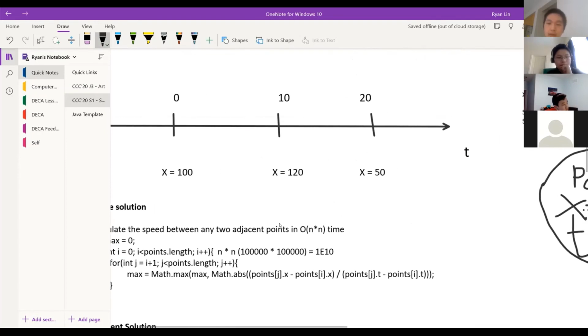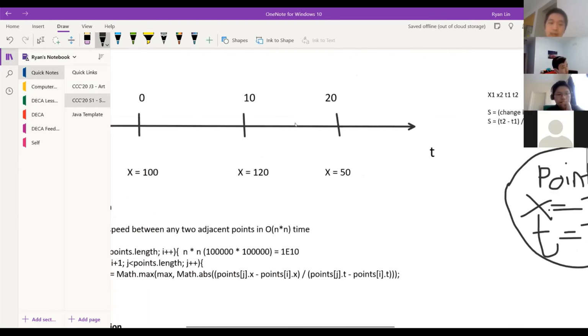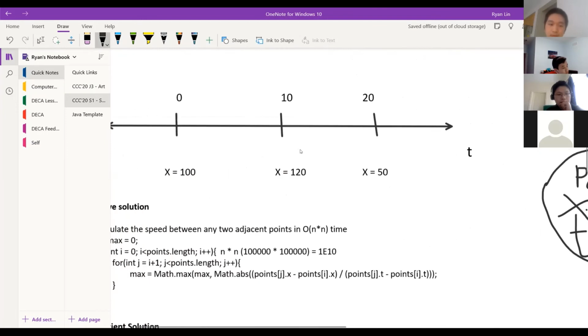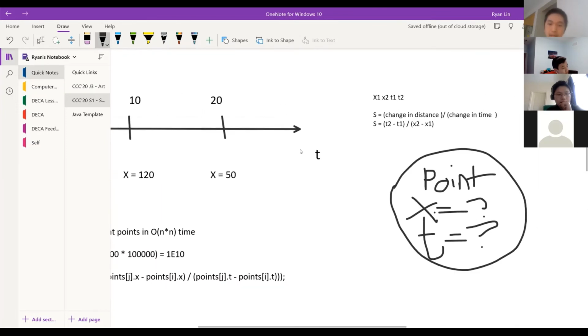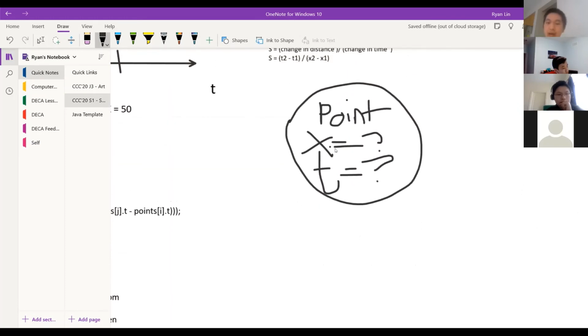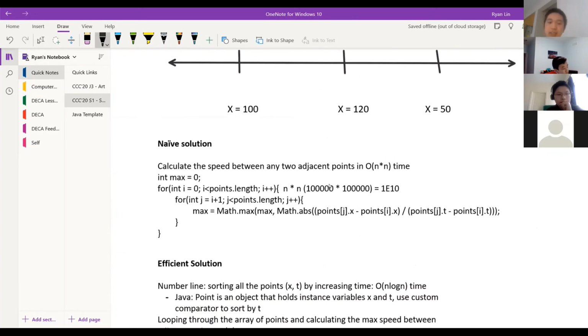And how do we sort it? Well, we can sort it based on time, right? And then we'll get this number line. So we can sort that, and you know how to use comparators if you are in CP Java. You know how to sort by time. Point is just an object, and you sort it by time using comparators.